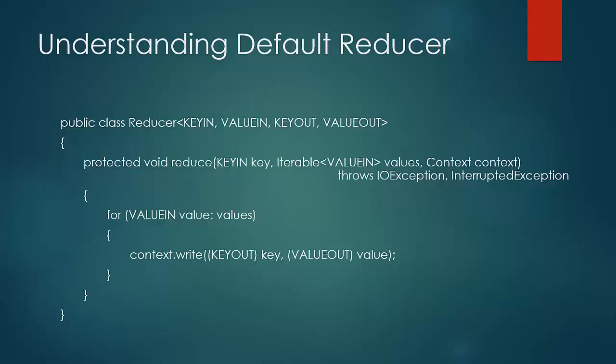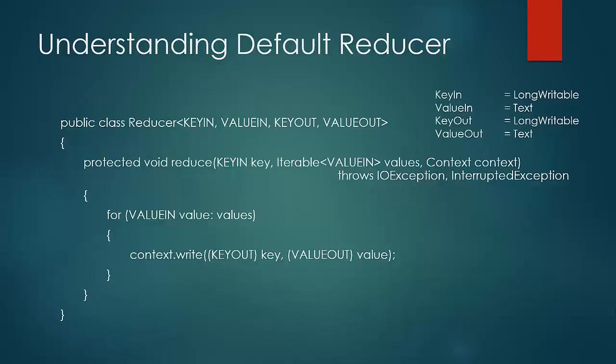Let us look at the default reducer. Again, like the map class, the default reducer specifies the data types for the input key value pair and the data types for the output key value pair. This is the reduce method which we generally override. It has three input parameters. First is the key, second the iterable of values, and third is the context. In the processing portion, it just outputs the values it has received. The default data types are LongWritable and Text.